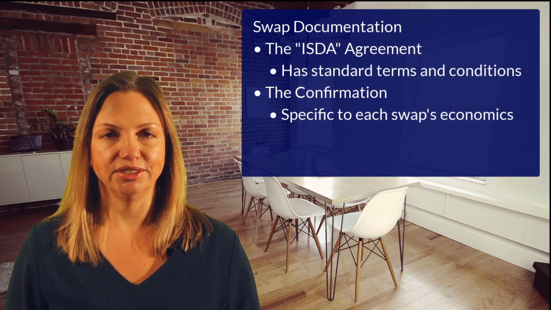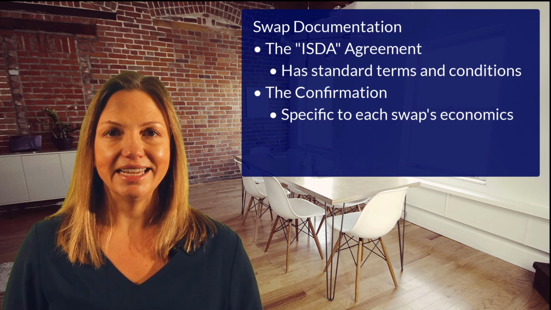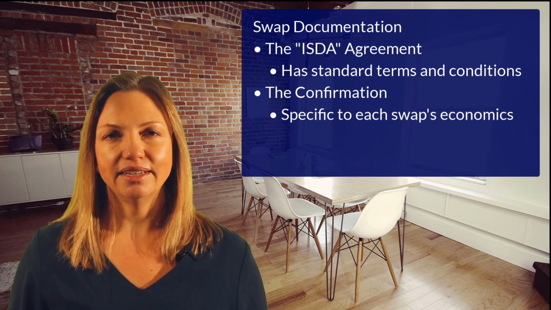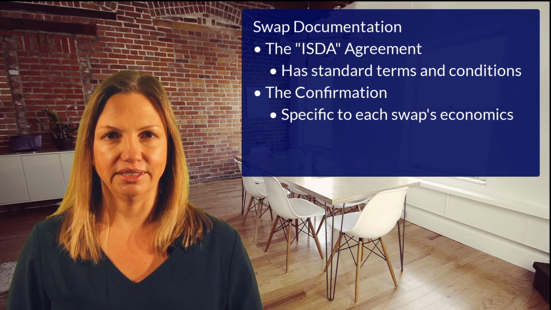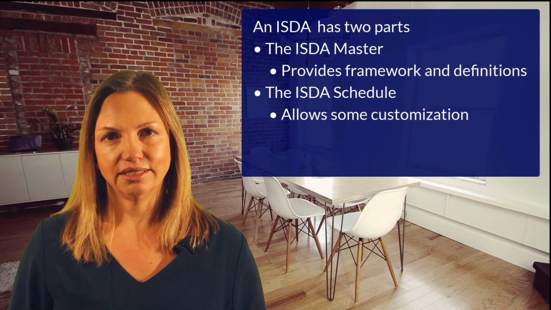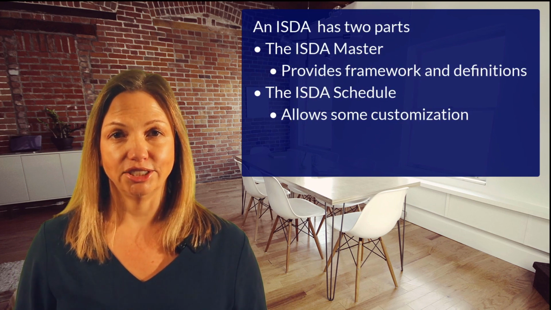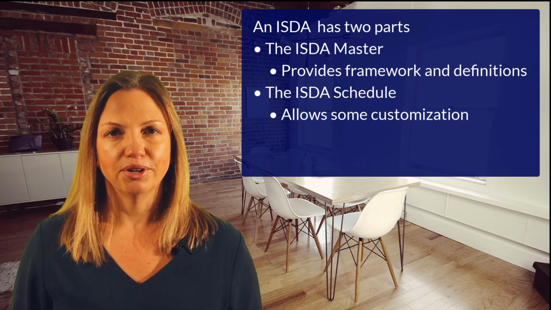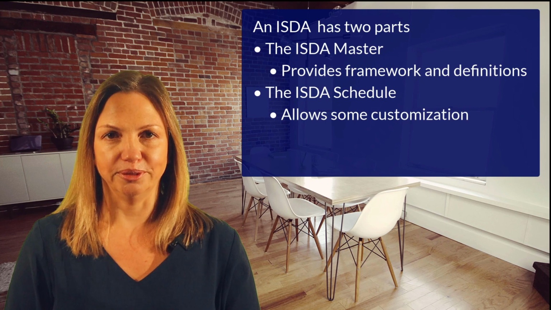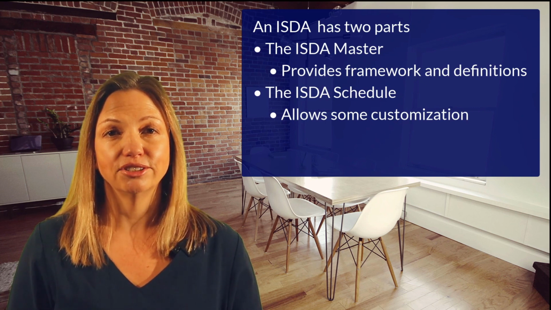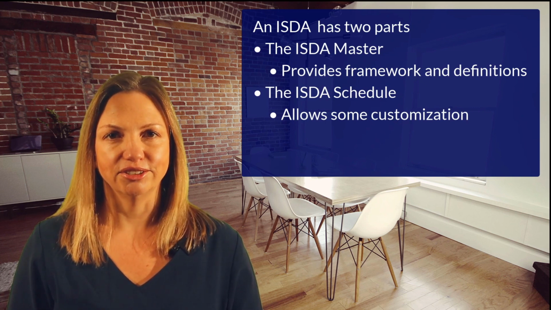I mentioned earlier a swap is a separate contract. It actually has 2 separate parts: the International Swaps and Derivatives Association Agreement, or the ISDA, and the confirmation. The ISDA is a standardized agreement that governs a swap transaction between 2 counterparties. It's divided into 2 sections. The first section is called the ISDA Master, which lays out the basic framework and provides definitions. The second section is the ISDA Schedule. This part customizes certain terms and conditions to the underlying loan structure.